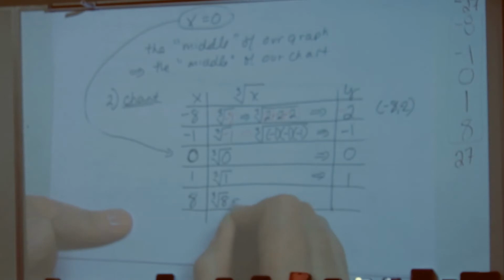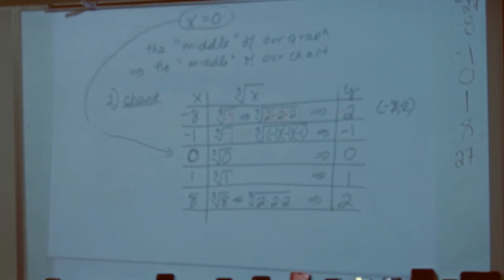The cube root of 8, 2. Yep, 8 is made up of 2 times 4, and 4 is 2 times 2. I have 3 of a kind. I pull out a 2, nothing's left.